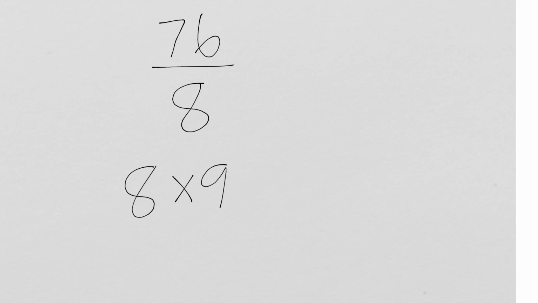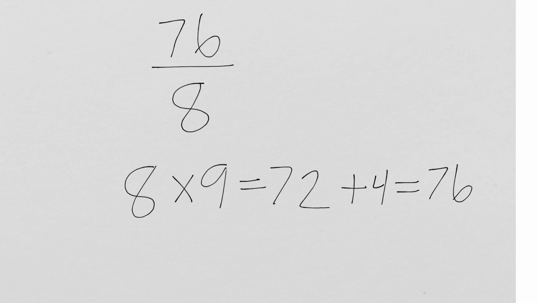Now just to show that we could have a numerator that isn't 1, let's try something else. Let's try 76/8. So, just like before, how many times does 8 go into 76? Knowing our multiplication tables, 8 times 9 equals 72. So, what do we need to add to 72 to make 76? 72 plus 4 equals 76.